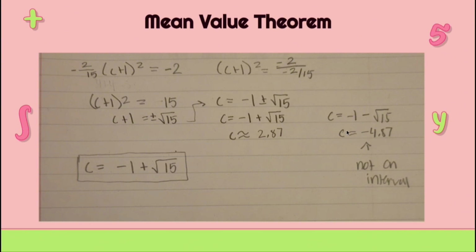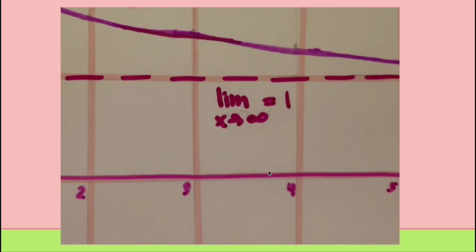Now negative 4.87 is not included on our interval, so in this case, the answer will be c equals negative 1 plus square root of 15. If we zoom in on the interval 2, 4, again continuous and differentiable, we know that c will be about right here.